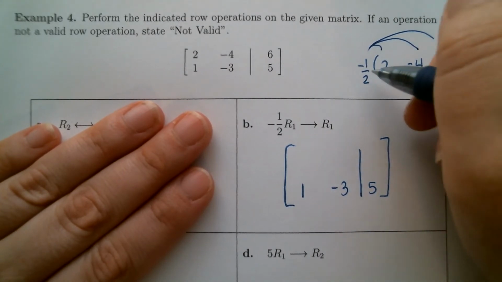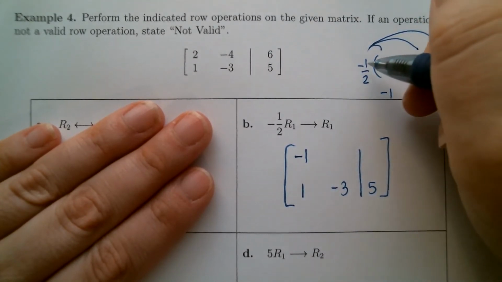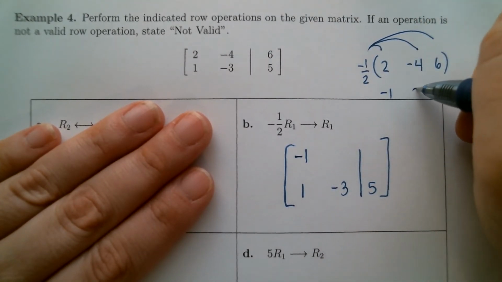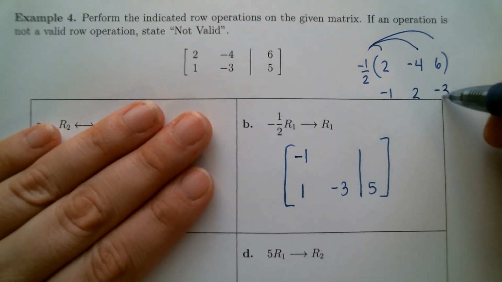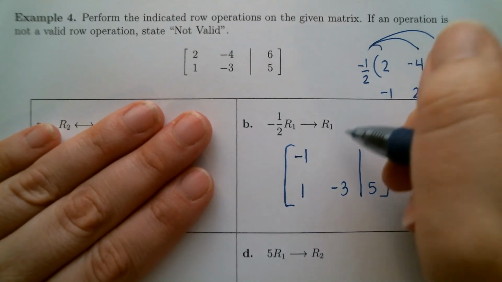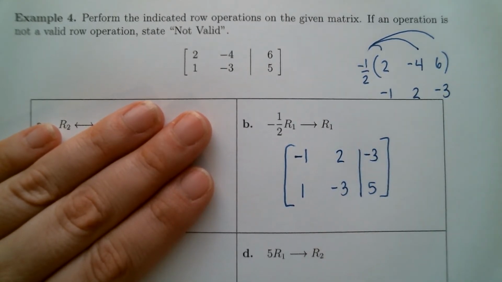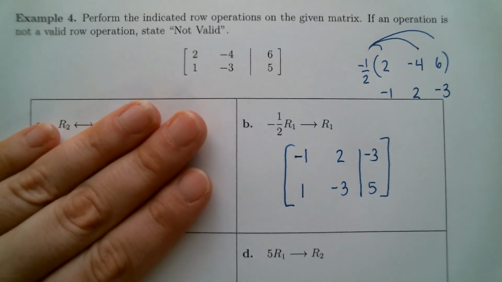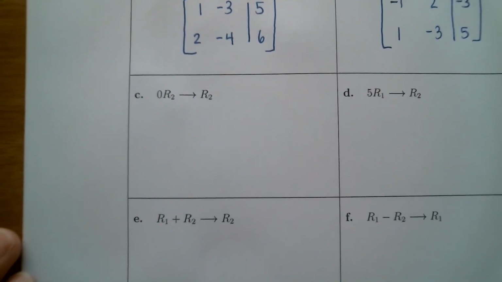That's going to give you -1/2 times +2 is -1, and then -1/2 times -4 is +2. And then -1/2 times 6 is -3. So this would become your new first row. And then that's it. That would be the new matrix. All right, so moving on. Let's go to part C.